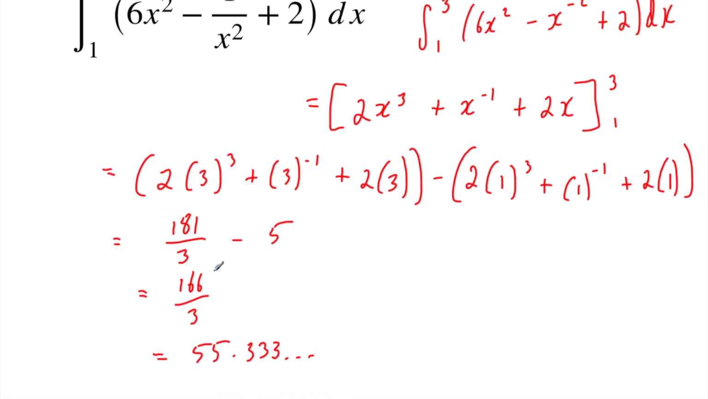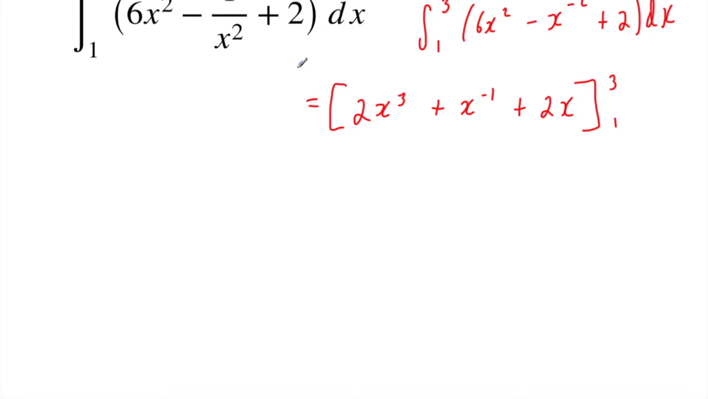I'd probably just read it like that, 166 thirds, or 55.3 recurring. Now I just want to mention here, I did say that at this point, whenever we just type this into our calculator, what we could have done, and I'm just going to go back here and change the color of ink to blue just so you can see this is my second approach.